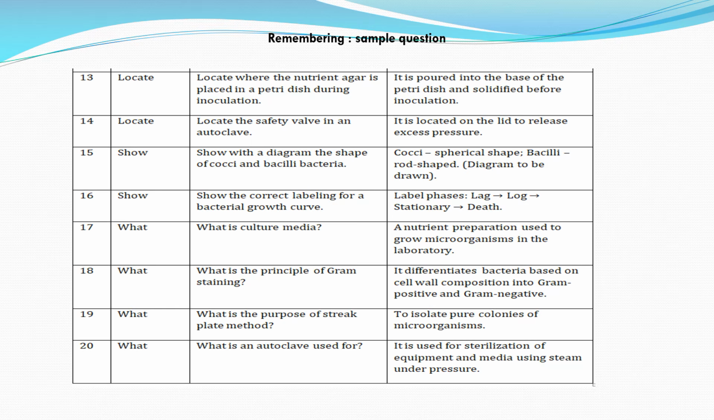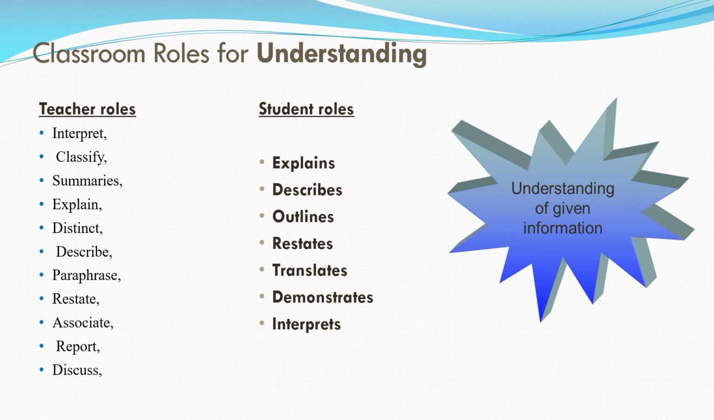These are also remembering type sample questions, like locate, show, what. Next is understanding. Understanding is also a very lower level of Bloom's taxonomy, where we only need to understand the given information, where different kinds of phrases are there.